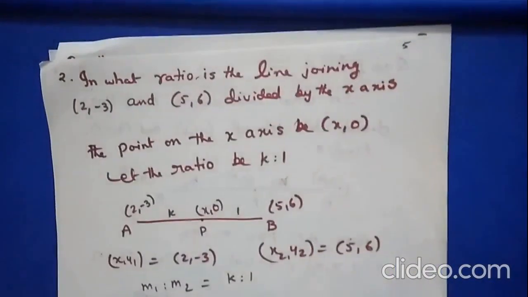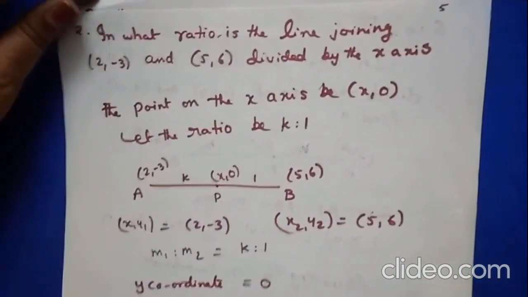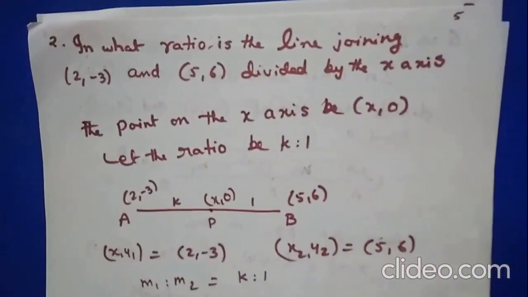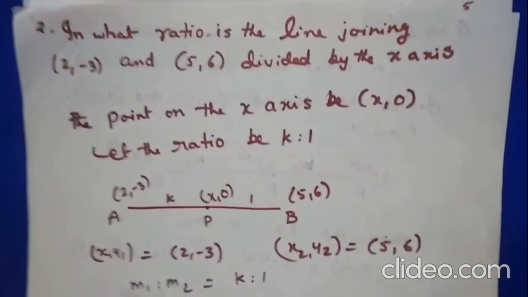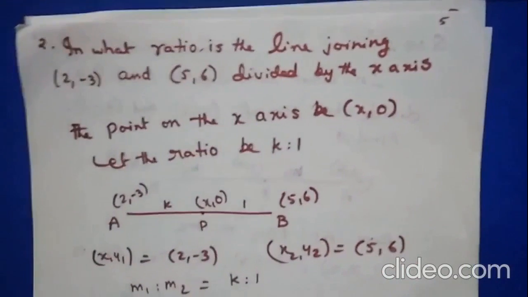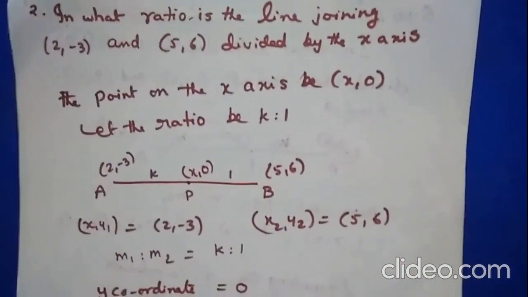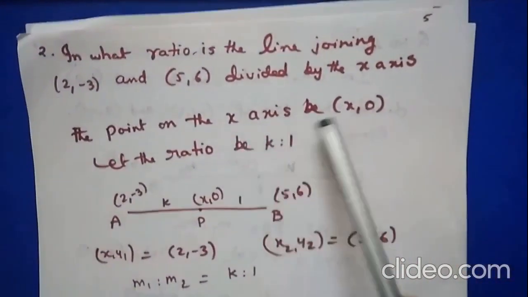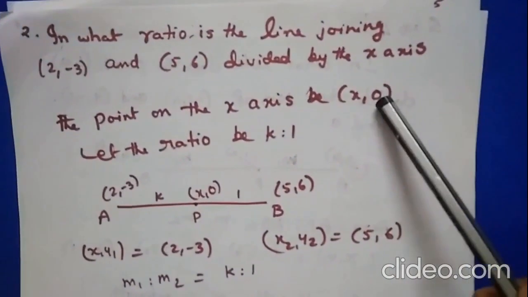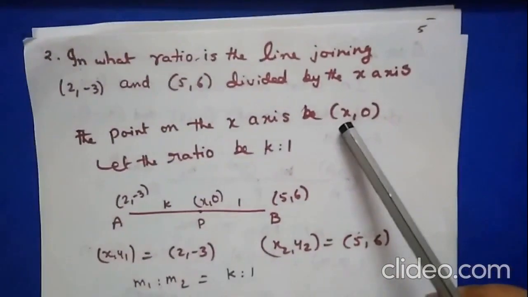Now, second one, second question. In what ratio is the line? Second question in the exercise, same exercise. In what ratio is the line joining (2, -3) and (5, 6) divided by the x-axis? What is the coordinate point on the x-axis? (x, 0). Now, the y coordinate is 0, x coordinate is x. We don't know what is the number.